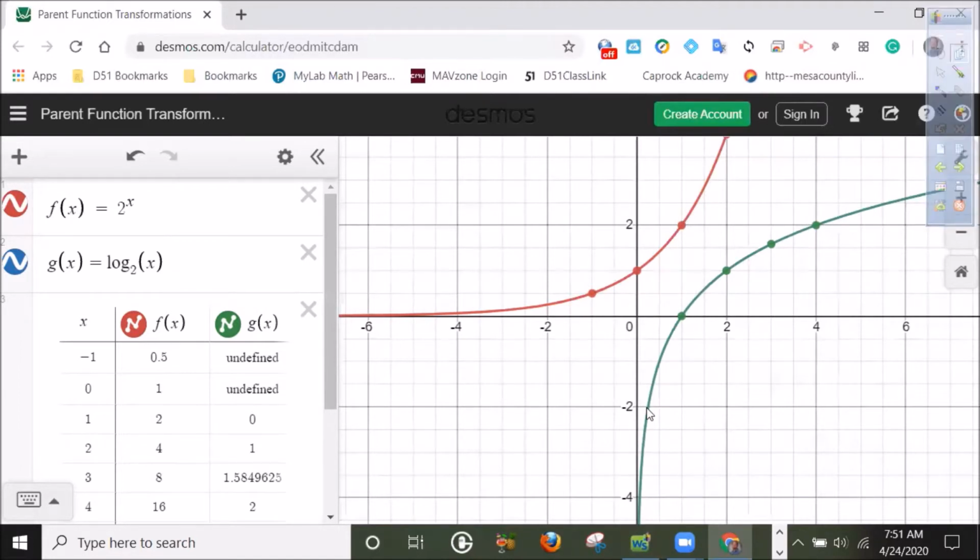The log graph takes points from the exponential graph and reverses their coordinates. So coordinates 0, 1 on the exponential graph are reflected as 1, 0 on the log graph. Coordinates 1, 2 on the exponential graph are reflected as 2, 1 on the logarithmic graph. And all the points on this logarithmic graph are simply points on the exponential graph with their coordinates reversed.